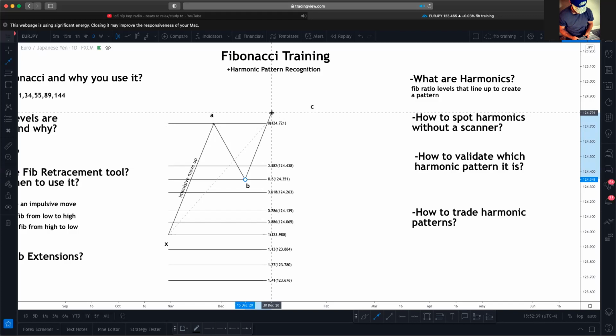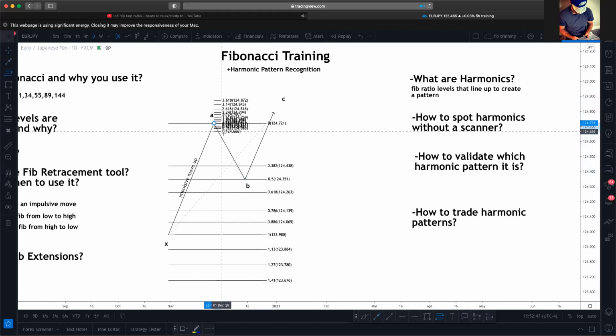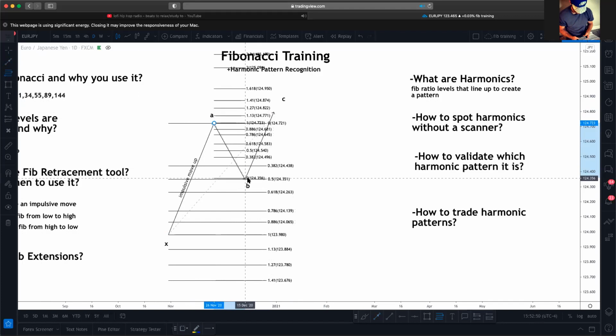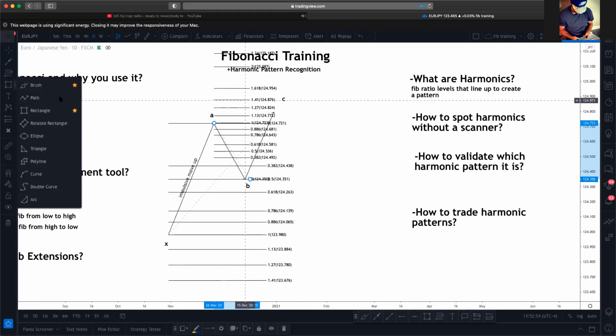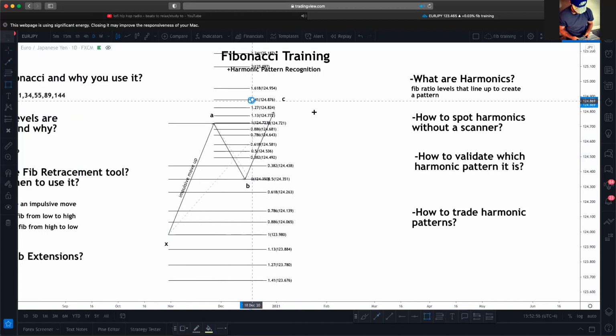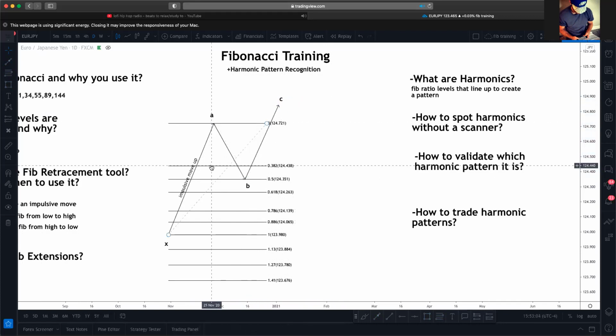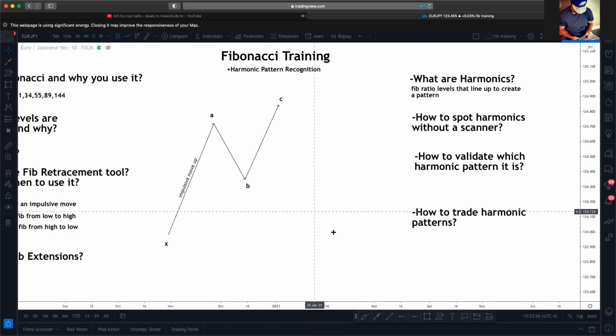So the cipher, we're looking for the C leg to stop between the 127 and the 141. So we have a zone right here. There's the 141 and the 127. We're looking for price to stop in there. Comes in here. Okay, beautiful. We have our C leg. All right. Now to find the D, that's where we're trading. Where's the D?